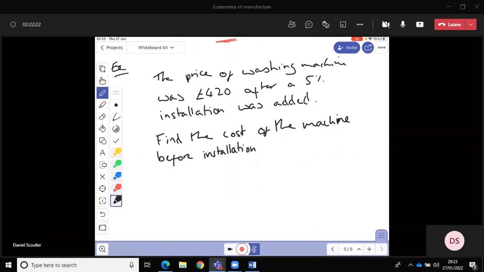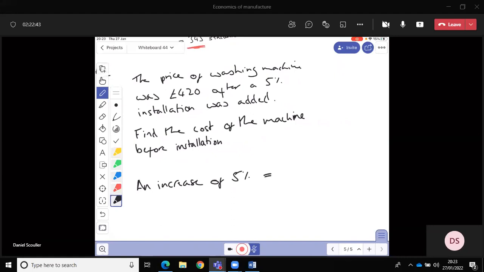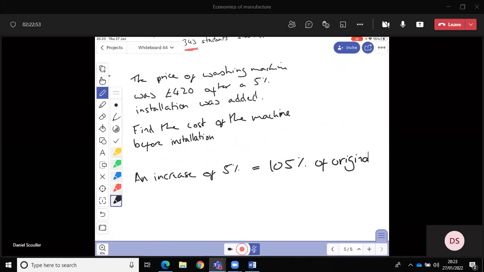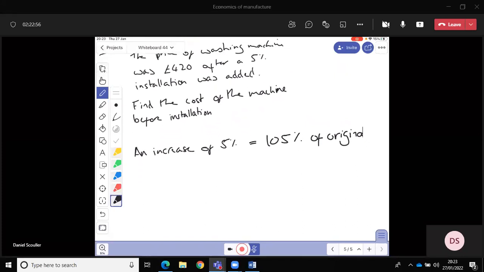So again that 420 is our final value, that's after a 5% installation fee. So we've now actually got an increase from original of 5%. Or another way to put that, we've got 105% of original value. So 420, we want to find 1% of, so we're dividing that by 105. 420 divided by 105 is 4.